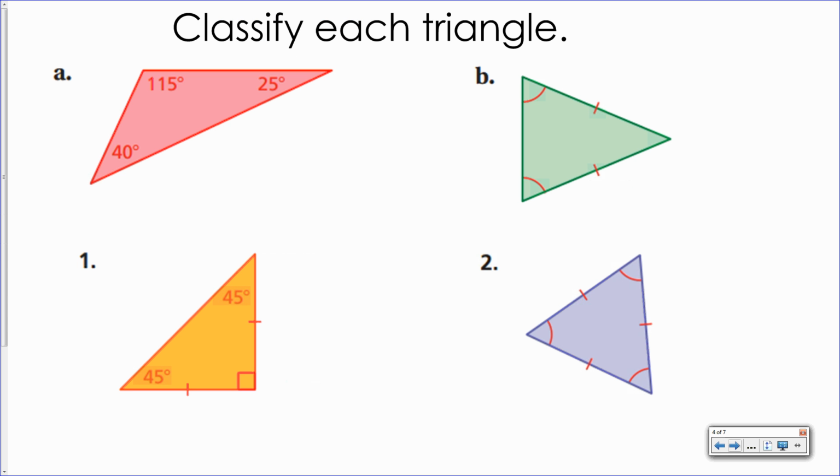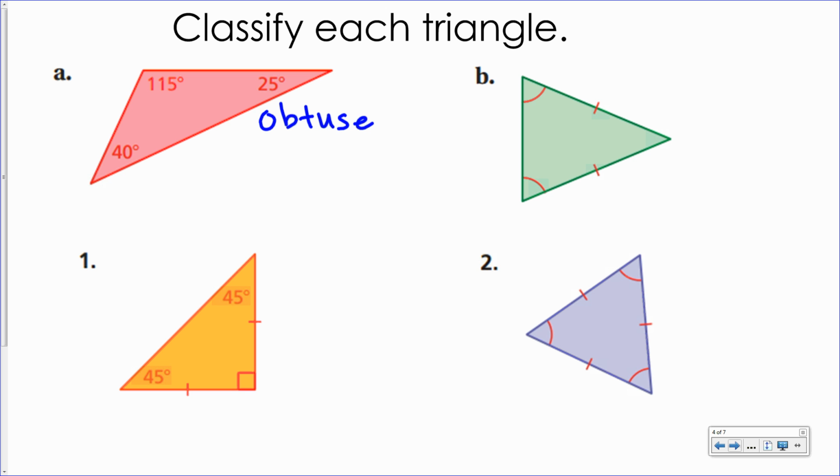Okay, you should now be ready to classify triangles. So I want you to look at each of these triangles, and we need to classify them by their angles and also by their sides. So first of all, on letter A, there's 3 angles. 2 of them are acute and 1 is obtuse. If you ever have any that are obtuse, remember obtuse is a dominant thing, so this would be an obtuse triangle.